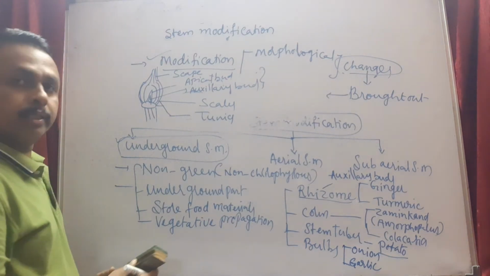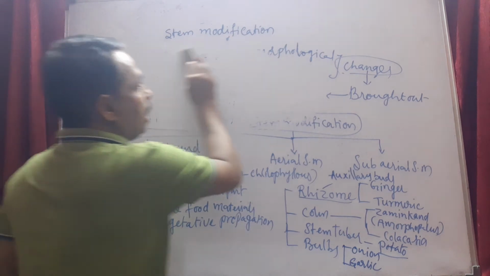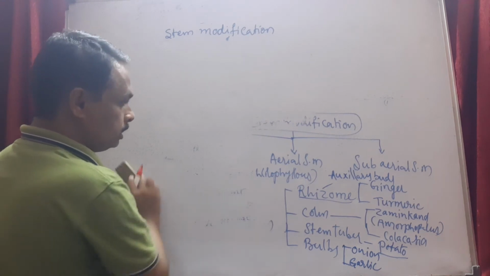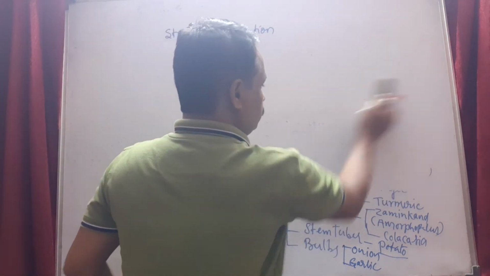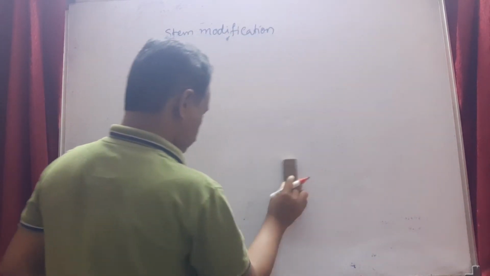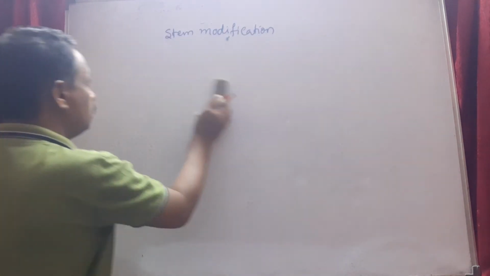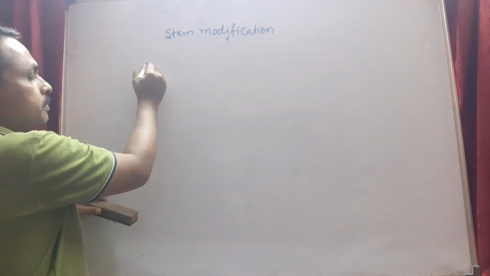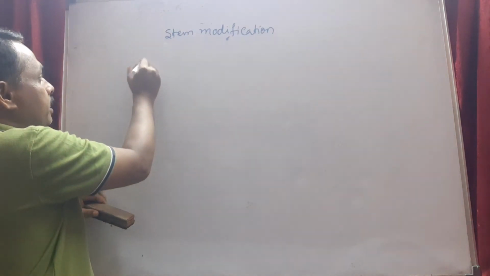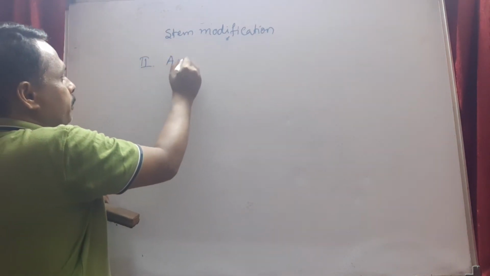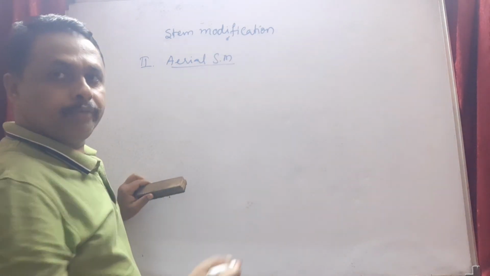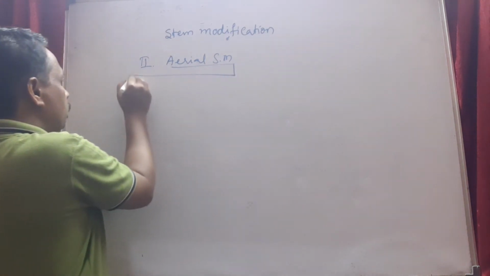Next, when you're talking about the other stem modifications, what are the other stem modifications? Look here. The underground stem is the first stem modification. The second one is aerial stem modification. In the aerial stem modifications, we have different types again. What are those?